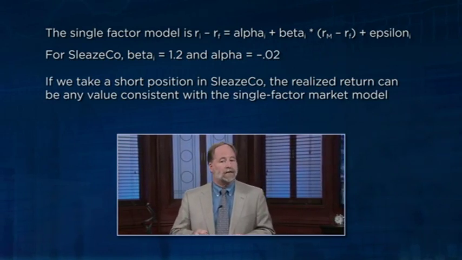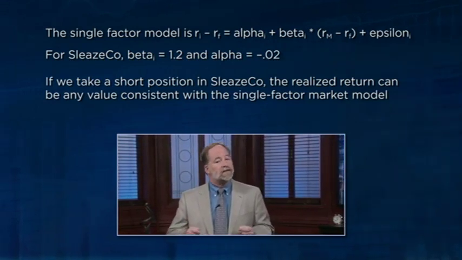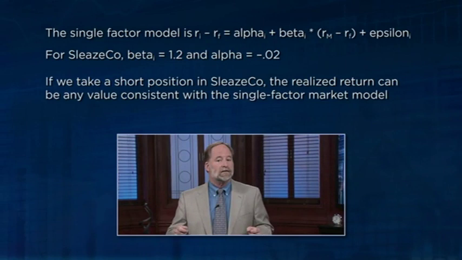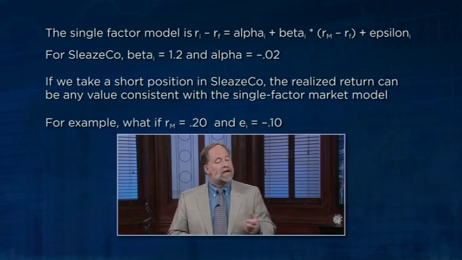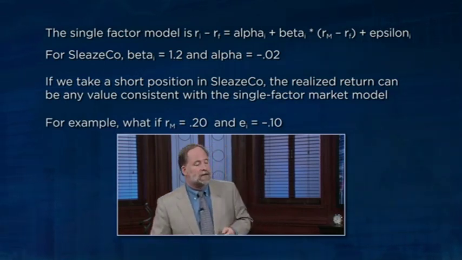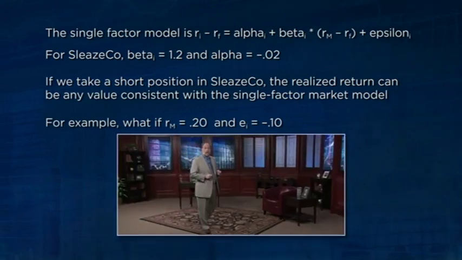What happens if, for example, the market soars on good news? Also, what about the idiosyncratic component? So let's say, for example, that the return on the market turns out to be 20% and the idiosyncratic return turns out to be negative 10%. Then what's going to be the realized return on SleazeCo?